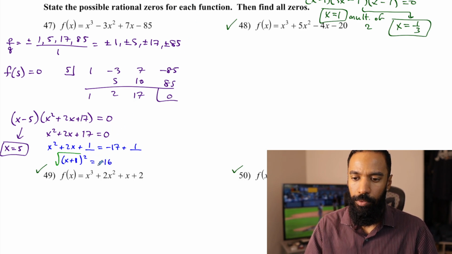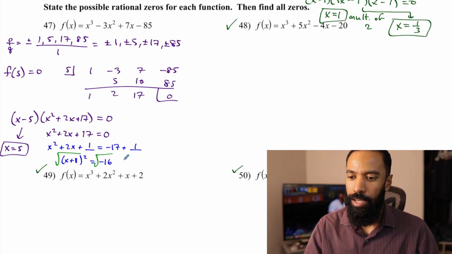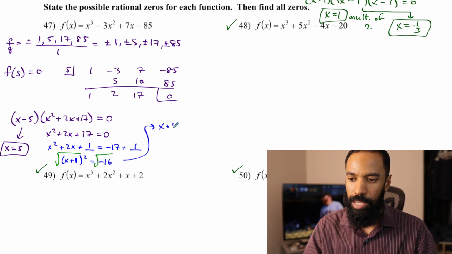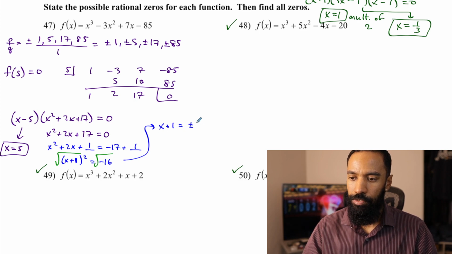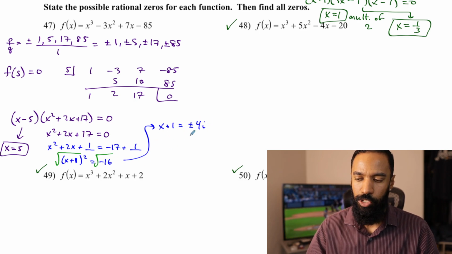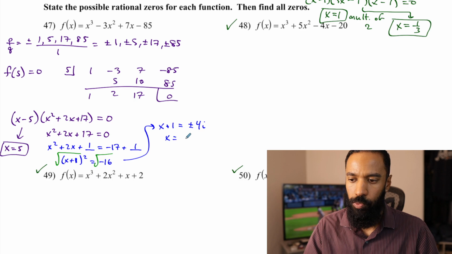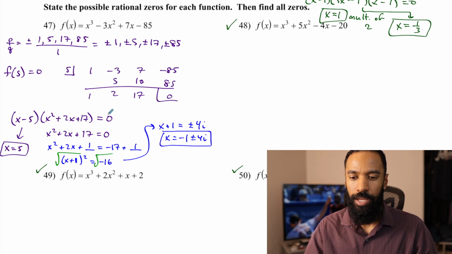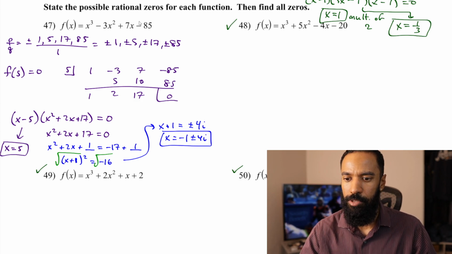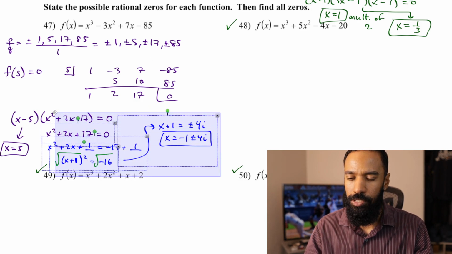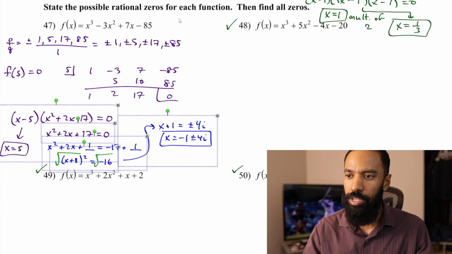I can now take the square root of both sides. And here I'll have x plus 1 equals plus or minus 4i. Square root of 16 is 4, and square root of a negative gets you i. Subtract 1, you get x equals negative 1 plus or minus 4i. Those are the other two solutions to that. I should probably keep these purple, not blue. So let's change those all to purple. So that's using completing the square there.